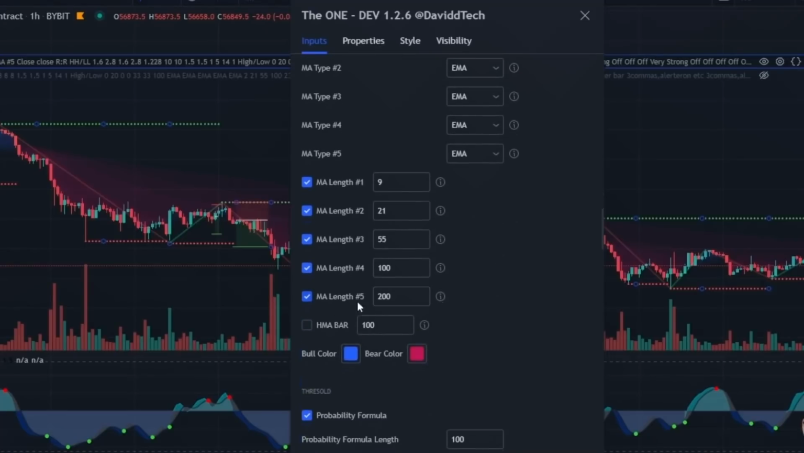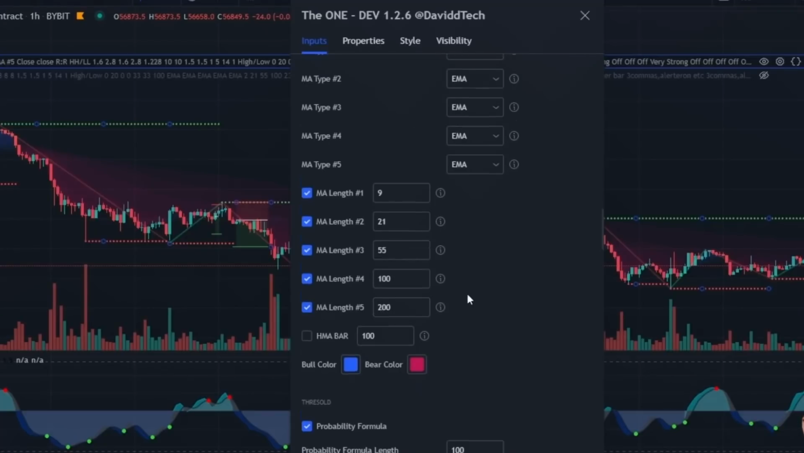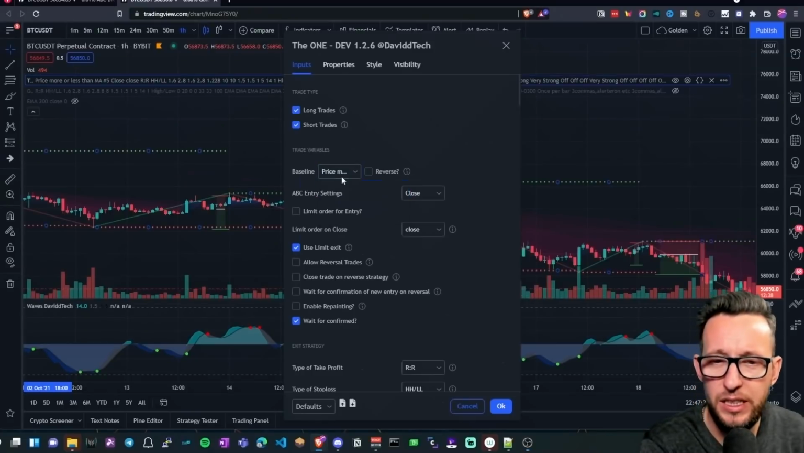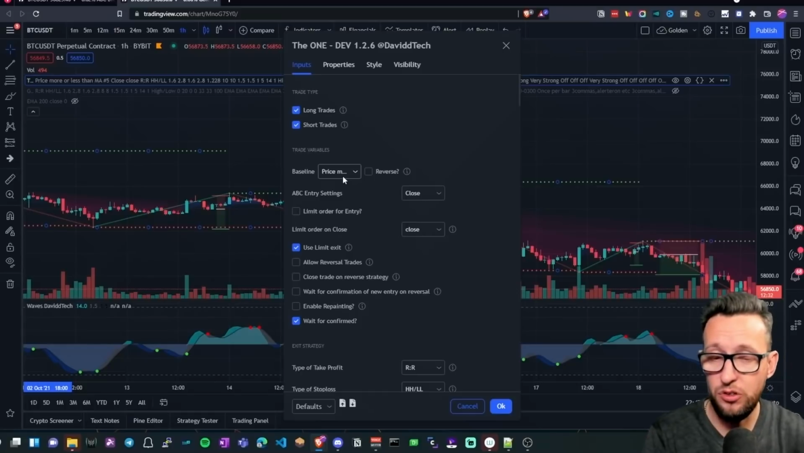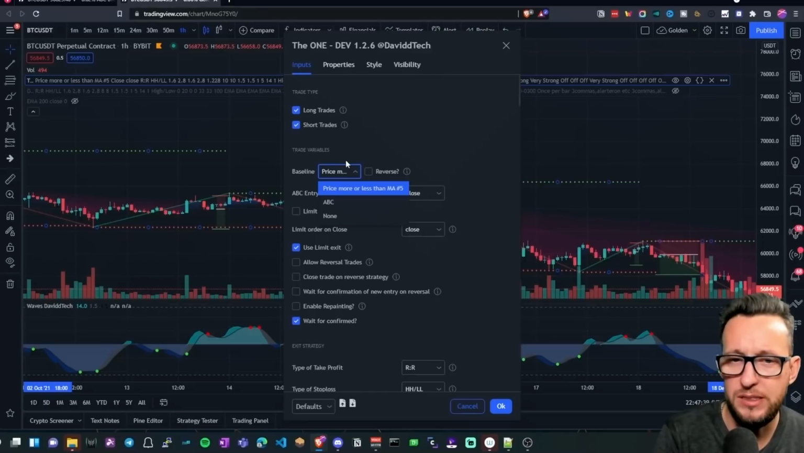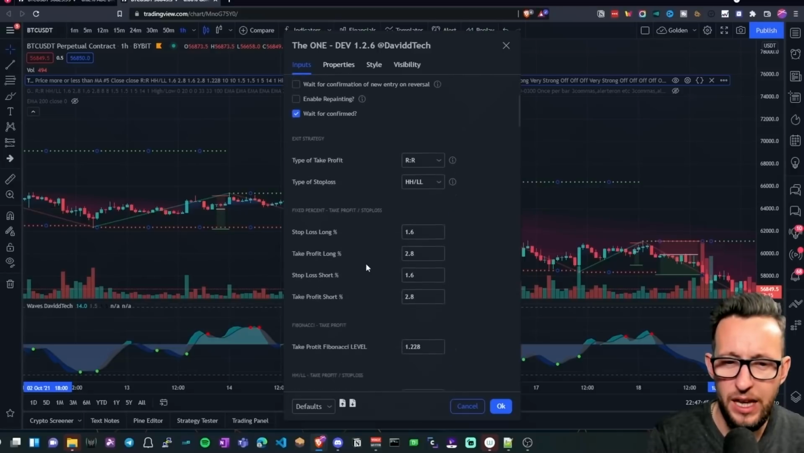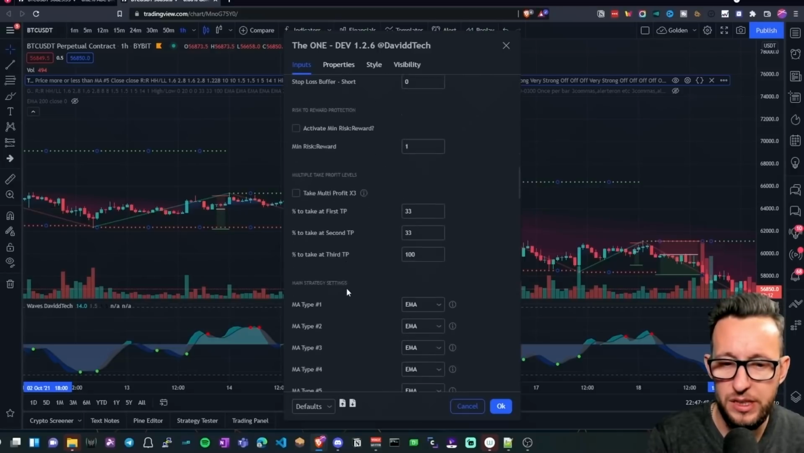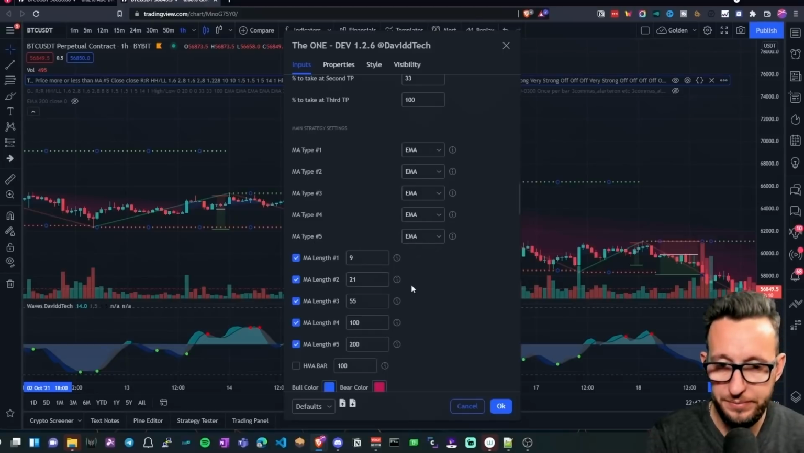That means if we go down to MA5 here, we can see that the MA5 is an EMA and it is on the 200. So when we're above the 200, we're taking longs, and when we're below the 200, we are taking shorts. As I said, the baseline is how we define our trend, which way the trend is going, either up or down. We also have an ABC pattern, which is a reversal pattern, and we also have none, which means we're not going to be using any baseline. I will be adding more baselines to this as we go along. You can reverse that. And as I said, we define this by using the MA type 5.